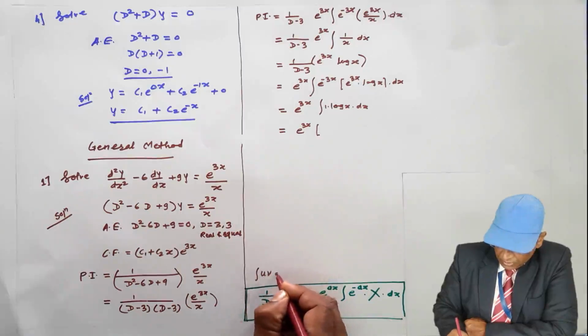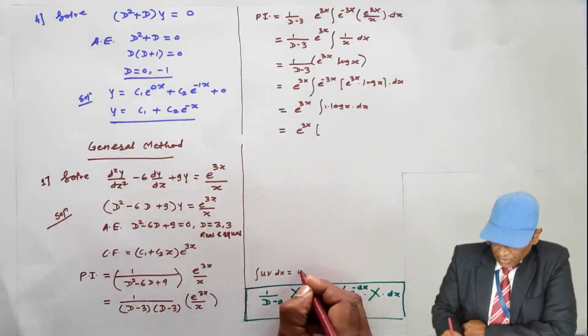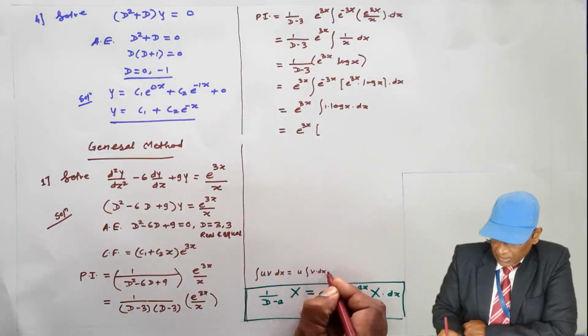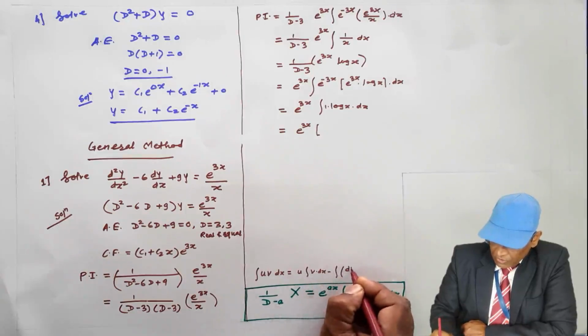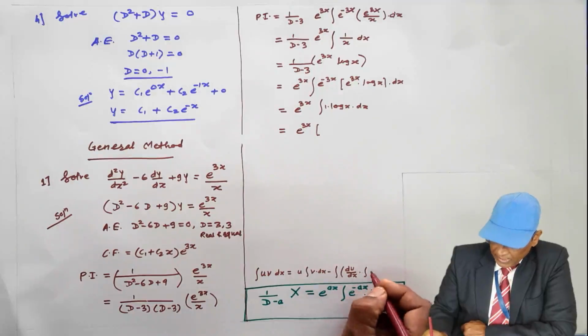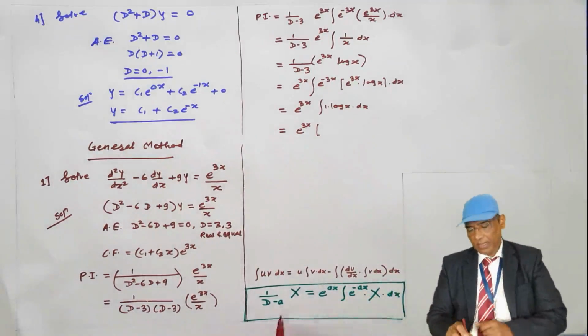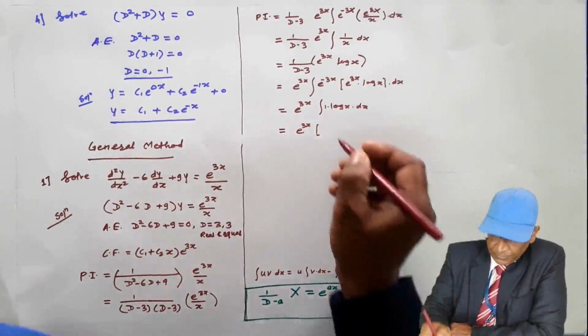If you have forgotten, if u and v are functions of x, then first function integral of second minus integral of derivative of first function into integral of second, and this whole thing is to be integrated with respect to x. Okay, this is integration by parts, simple integration by parts. The same thing I am using here.